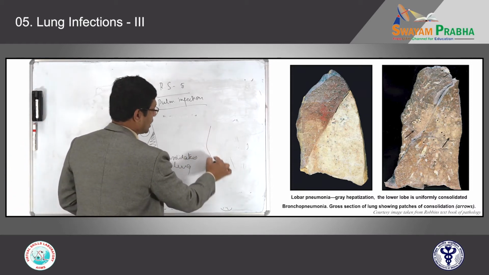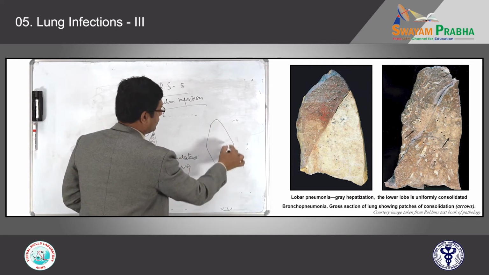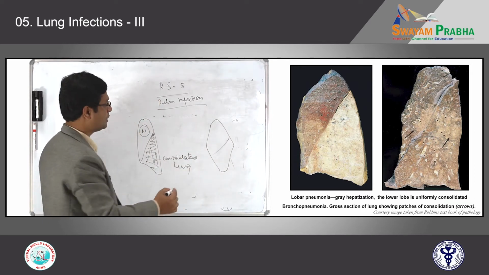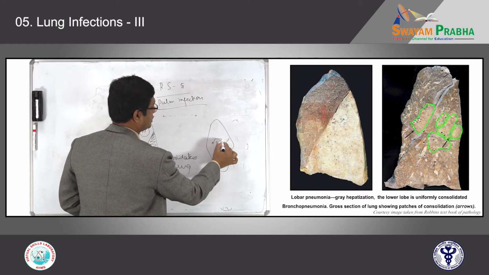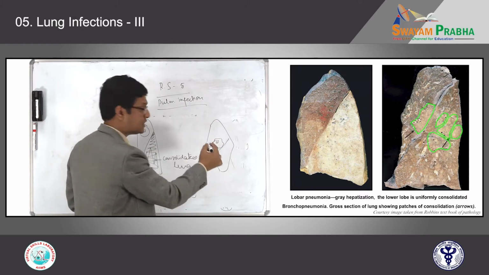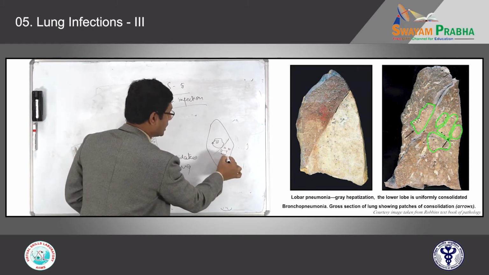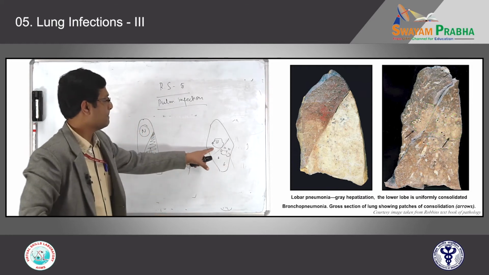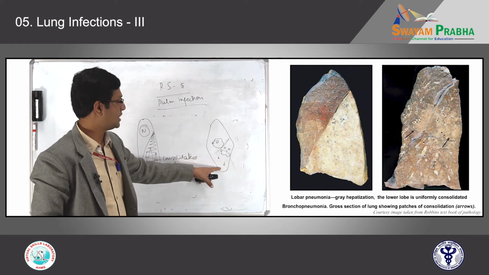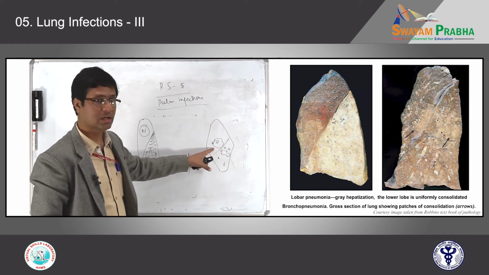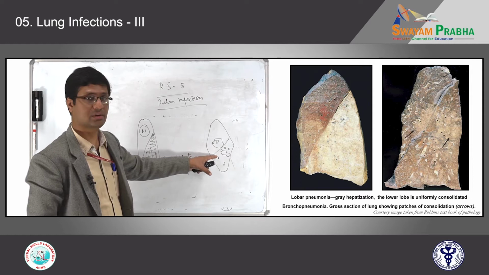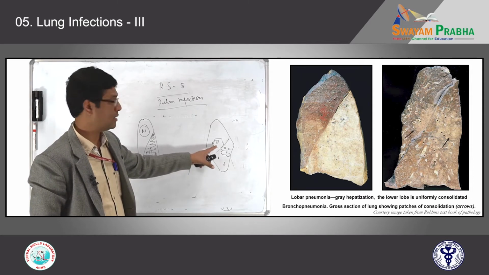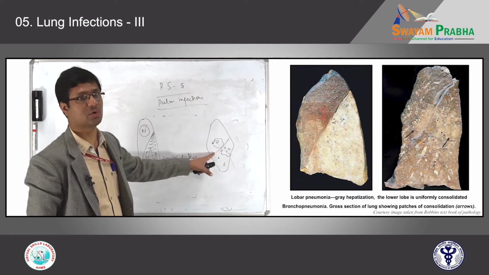Compared to this, we have one more picture where we are seeing multiple patchy areas. There is a diffuse gray white patch here, diffuse nodular gray white patches here, and some patches here. So there is multiple patchy involvement across the lung, involving multiple lobes on both sides of the interlobar septae. We call it bronchopneumonia.